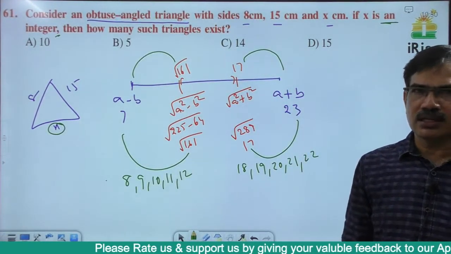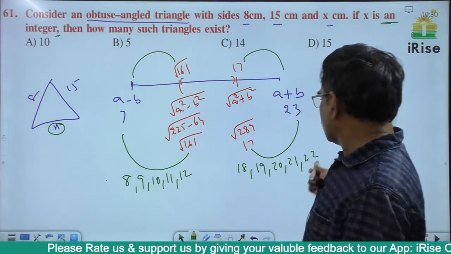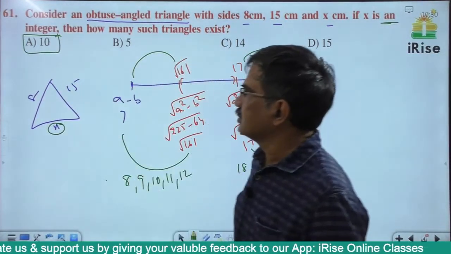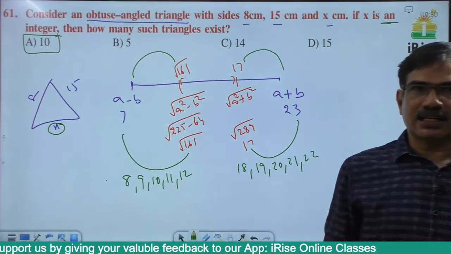So how many such triangles exist? Here this is 5, this is also 5. Totally 10 triangles exist.